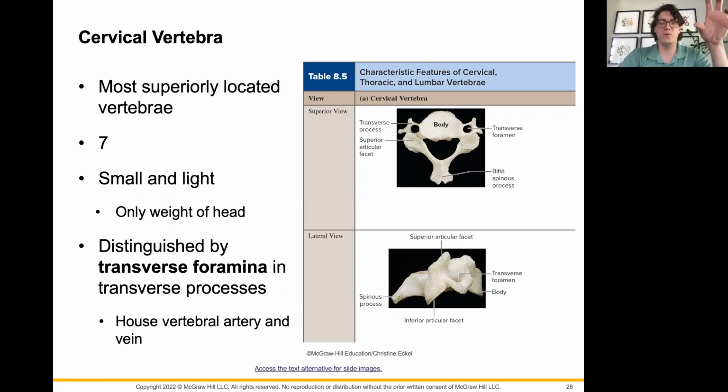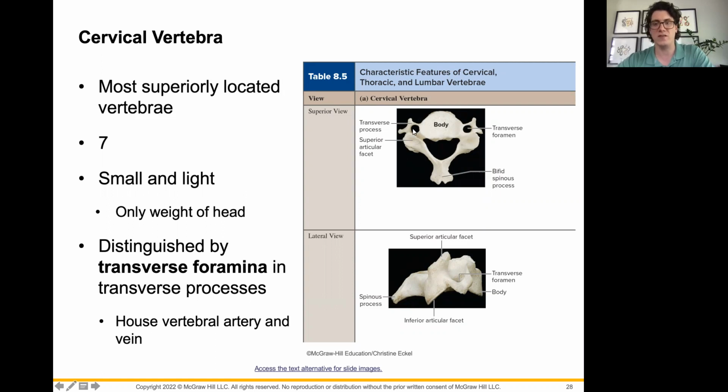Now, these vertebrae are going to be very important because these are, of course, going to support the weight of the head and neck. However, because we are only dealing with the weight of the head and neck, these are going to be fairly small. They're also going to be fairly light. Okay, so small and light. These are the smallest. These are the lightest ones. Okay. Now we also have this kind of roundish, more maybe even somewhat triangular shaped vertebral foramen.